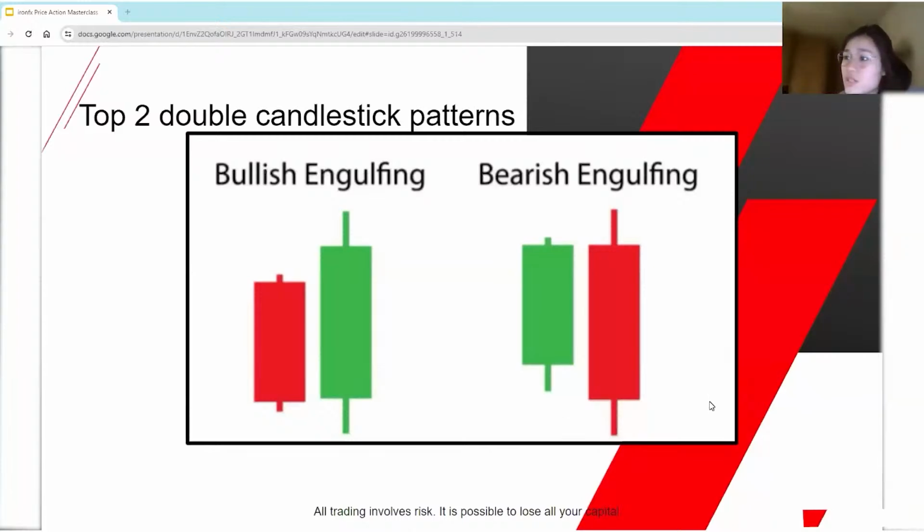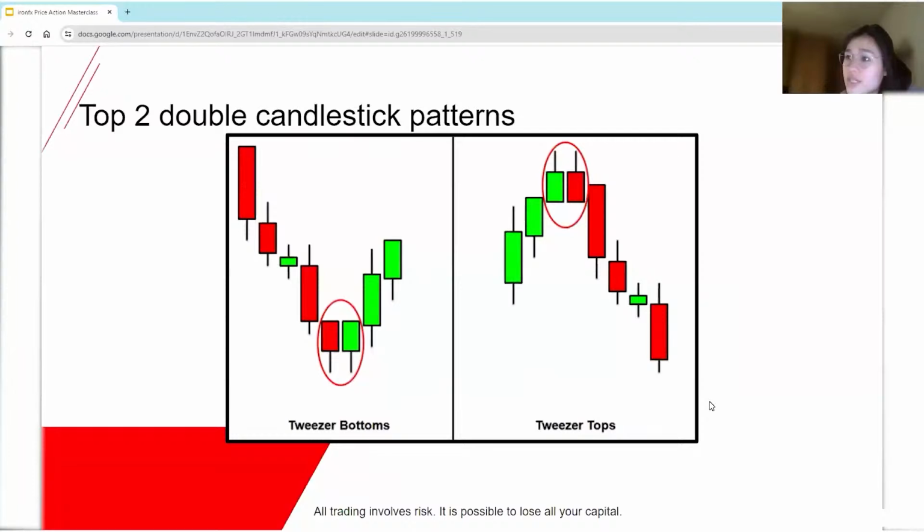Okay, so let's move on. Here we have the second double candlestick pattern. So for this one, we are looking at tweezer bottoms and tweezer tops. Again, the candlestick patterns are exactly the same. It's just that we are looking at the price looking at a reversal from a downtrend to an uptrend, and on our tweezer tops we're looking at a reversal from the uptrend to a downtrend.